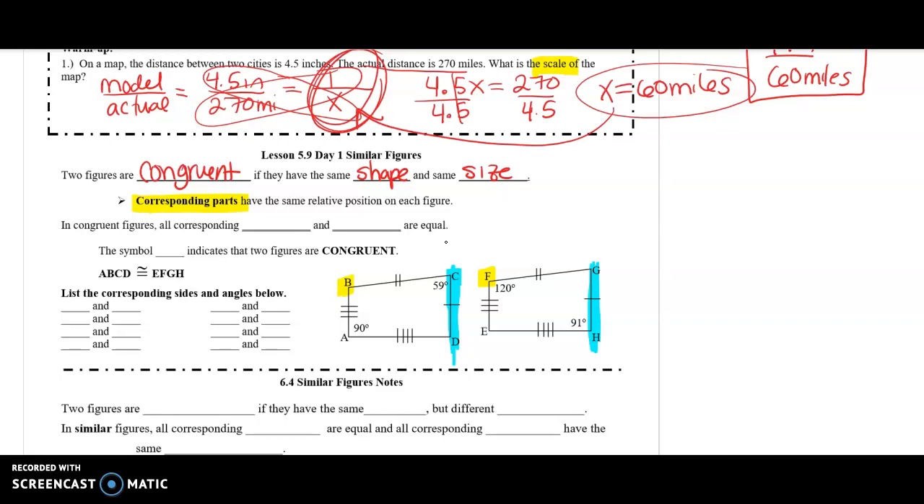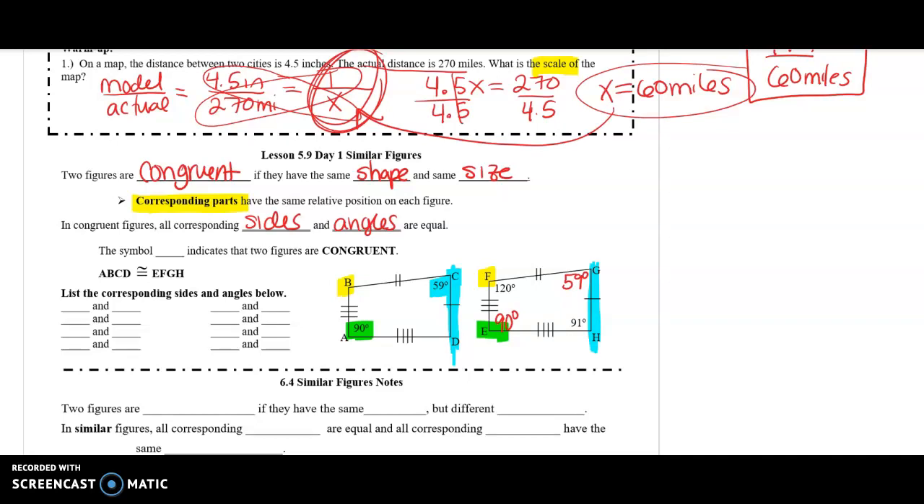And then it says in congruent figures, all corresponding sides and angles are equal. So you can see over here that if this is 59 degrees for angle C, then we would know angle G, since it's corresponding, would also be 59 degrees. Same thing, angle A corresponds to angle E, so if they were asking us for angle E, we again would know that that would be 90 degrees.